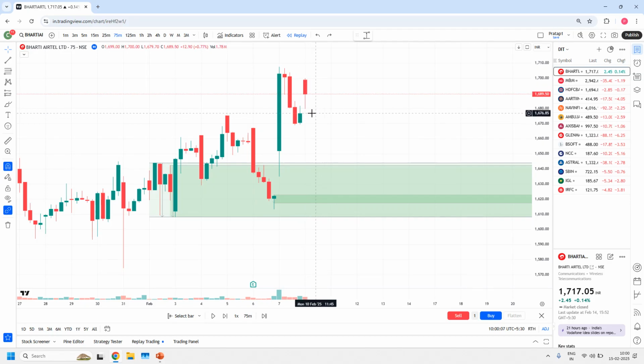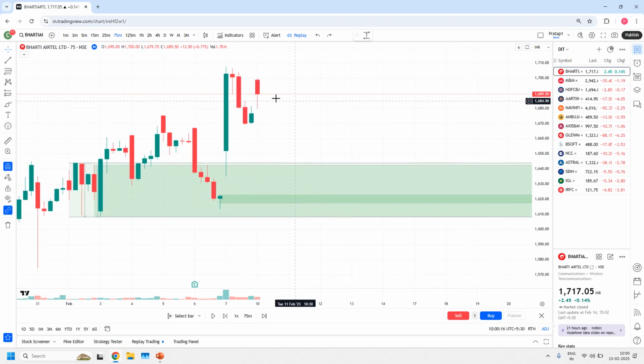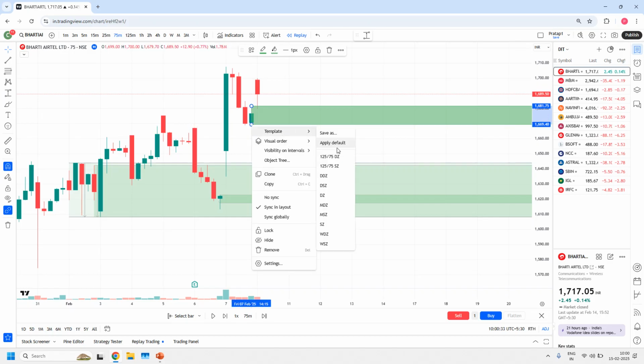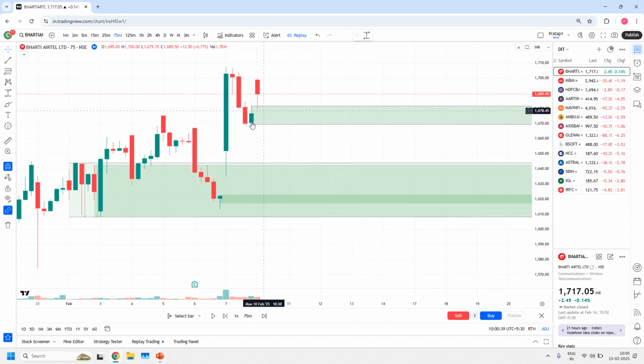You already learned hidden zone and hidden body. So here, this is a hidden zone. This is a drop-base-rally in the dynamic view. You are all aware of dynamic views. So a rally candle is created with a hidden body. Then immediately what happens? A new 75-minute zone is created here. This is a new 75-minute zone. Once a new 75-minute zone is confirmed, this is no more a valid zone.